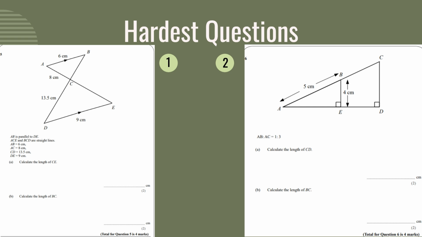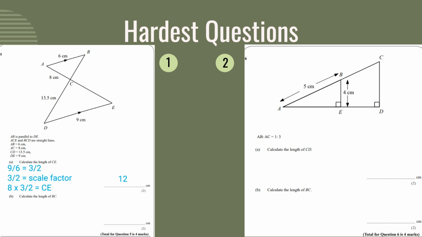Part A, we're asked to calculate the length of CE. As we can see, DE and AB are parallel, and both are bases of our triangles. So if we do 9 divided by 6, which cancels down to 3/2, we get our scale factor. Now if we times 8 by our scale factor of 3/2, we will get CE. So our answer for CE is just 12.